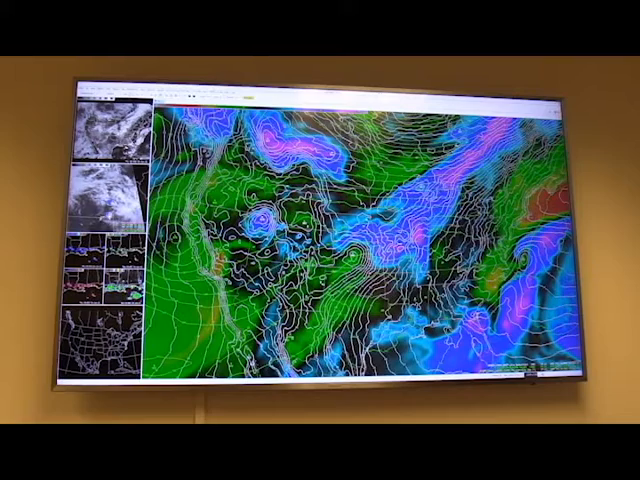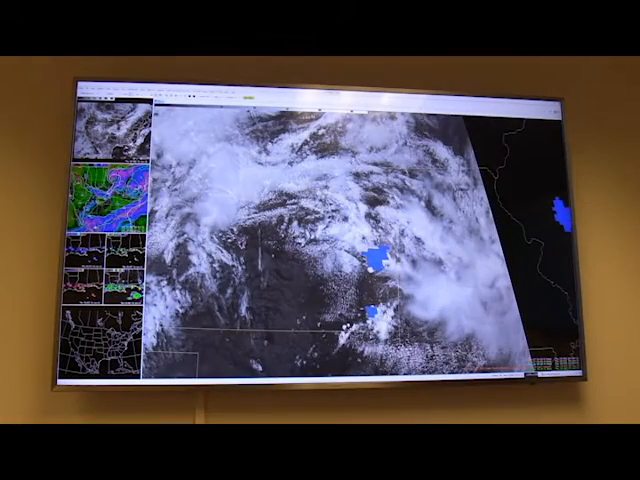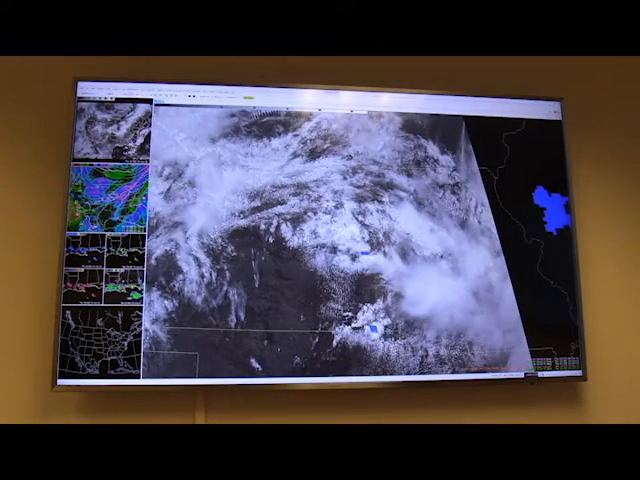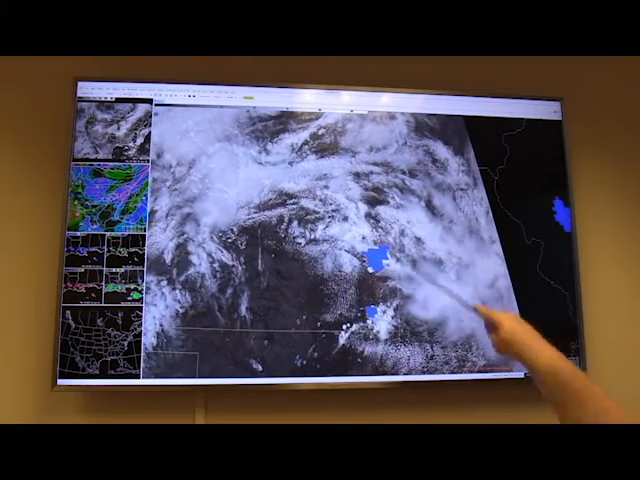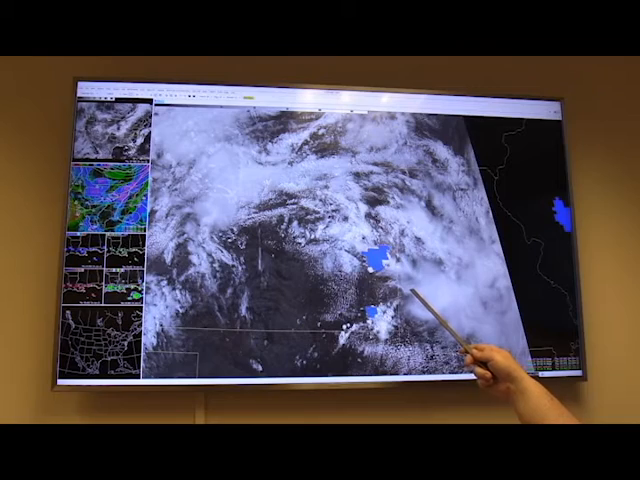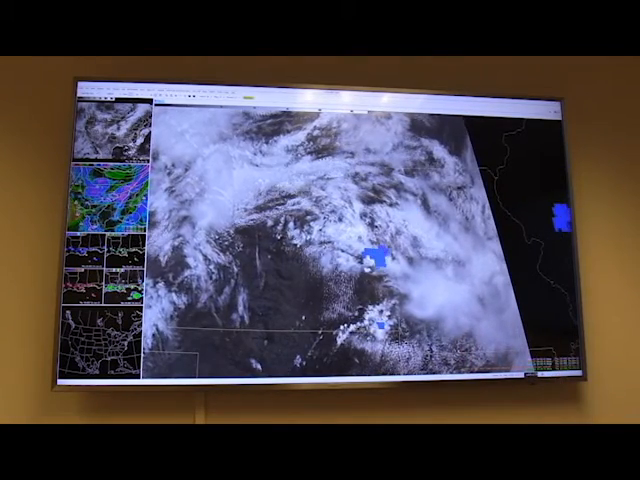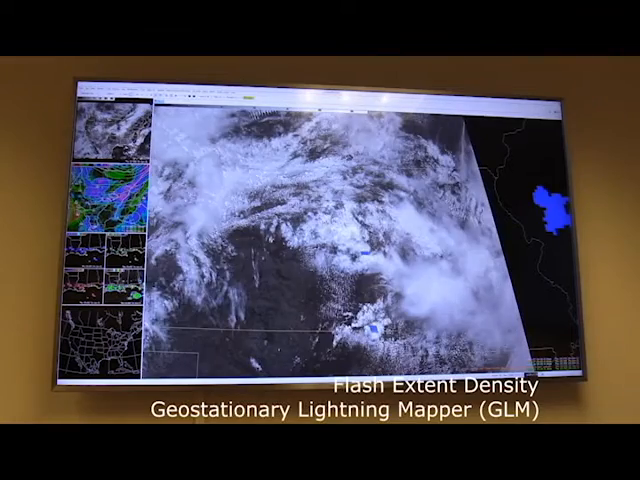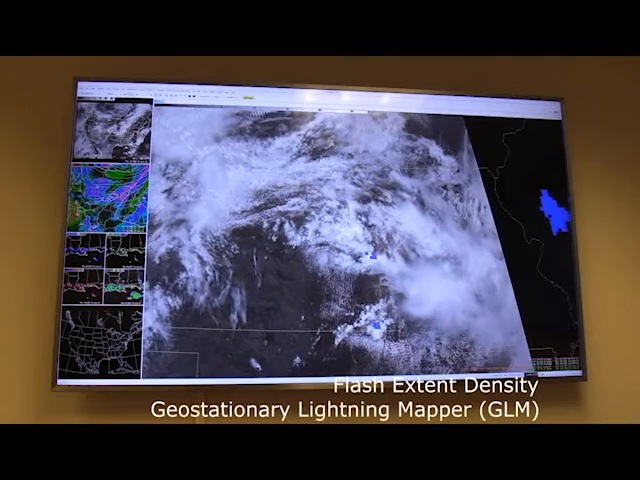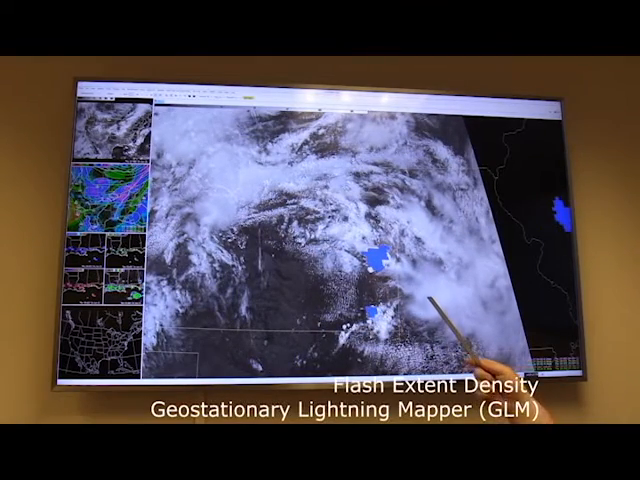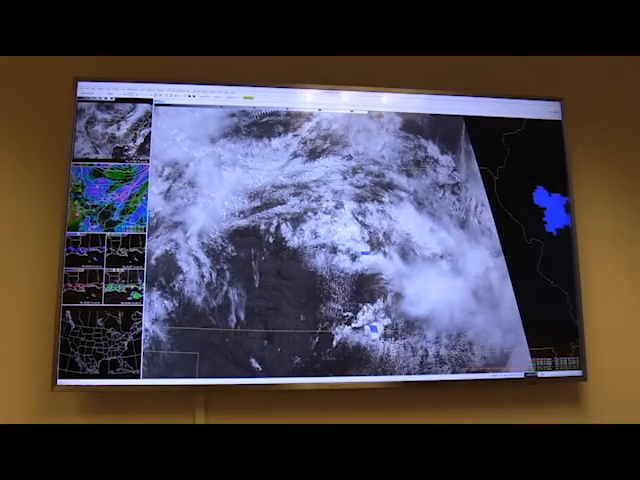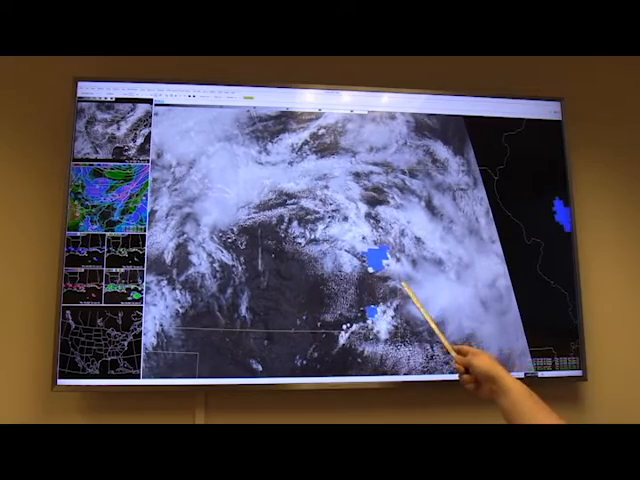And then if we take a look using our GOES-16 mesoscale sector that's centered over this region, we've now zoomed into Nebraska, Kansas, Missouri, and Iowa, and I've overlaid with that these blue grids, or pixels, which are flash extent density from the GOES-16 or GOES East Geostationary Lightning Mapper, or GLM. And that's basically plotting how many flashes are occurring in a 5-minute window associated with that particular pixel.